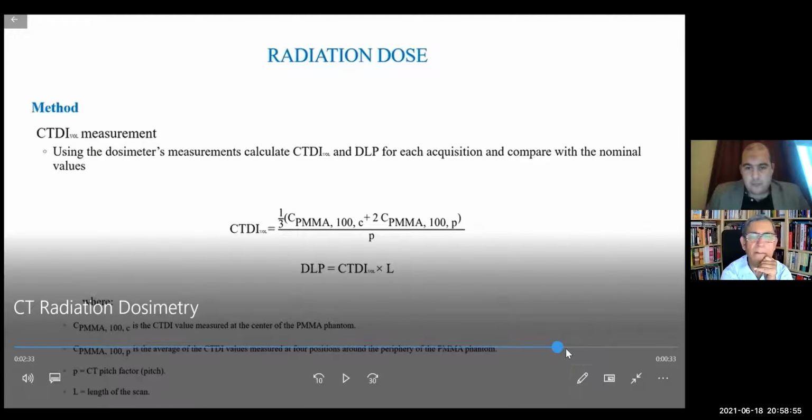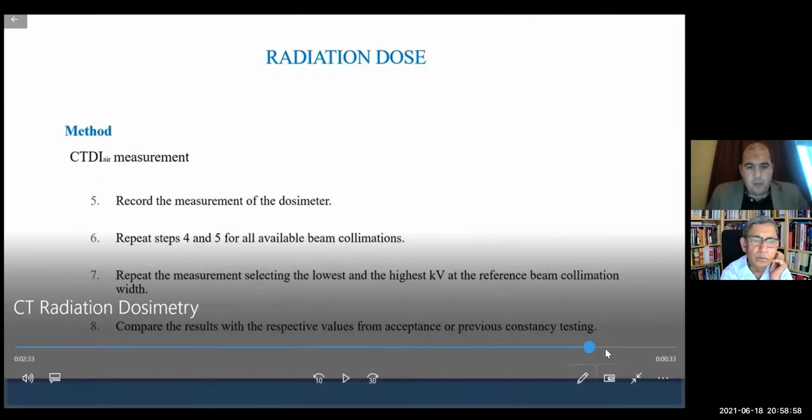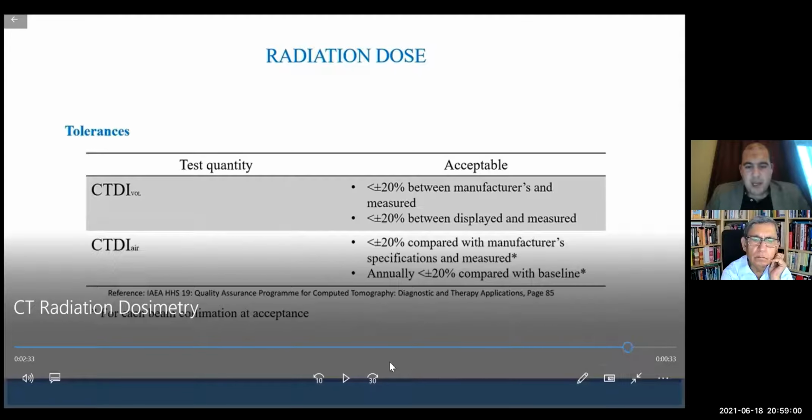Here you will get the difference for CTDI volume, okay, plus or minus 20%.